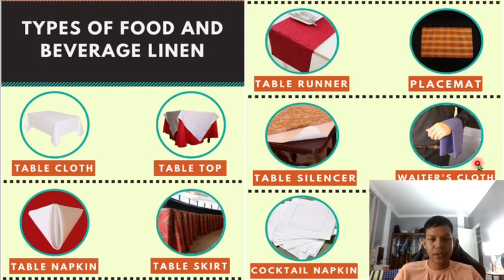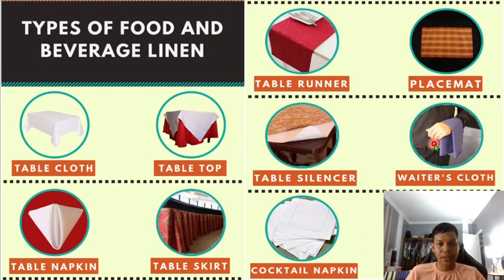We also have the waiter's cloth. Some establishments have the standard that every waiter must have the cloth on the left side. For example, if you will serve wine, you also need this one. You need to wipe the excess wine or water, for example.